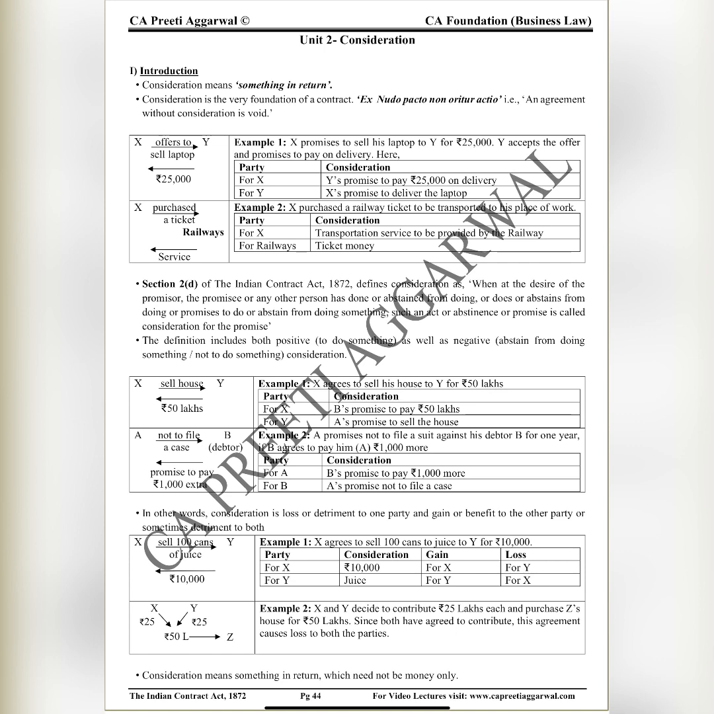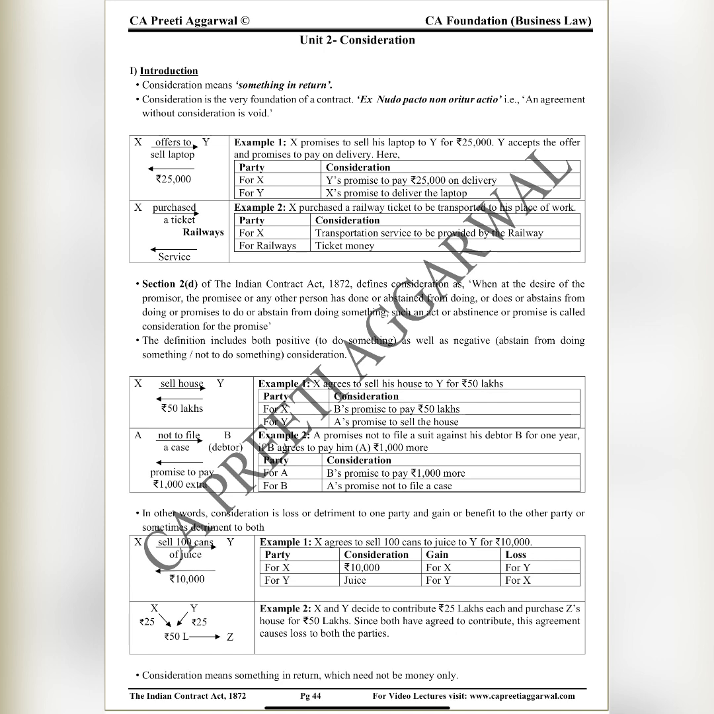Consideration need not be just benefit to one, loss to the other. It can sometimes have loss to both. So consideration basically means benefit to one party and loss to the other party, but it can have loss to both. Benefit to both is not possible, because if both are gaining, somebody has to lose consideration.